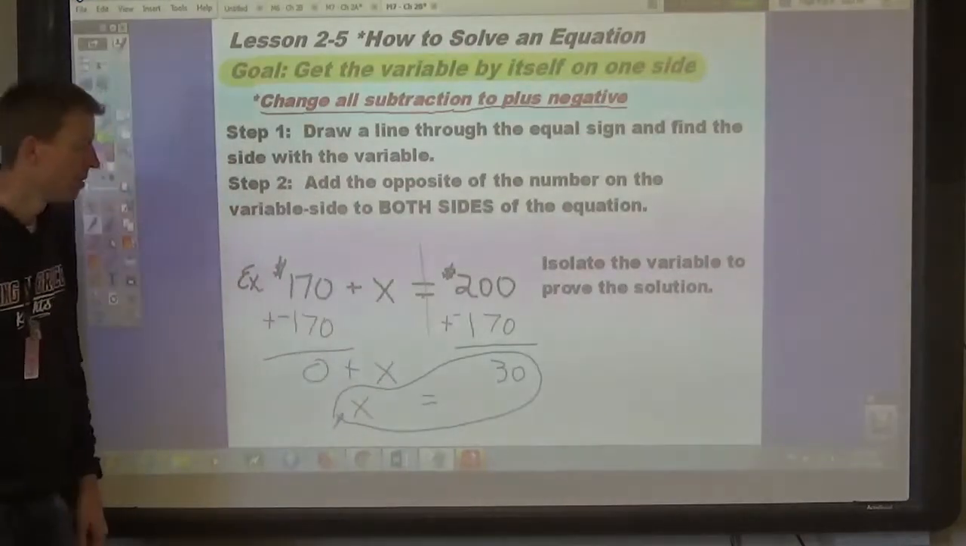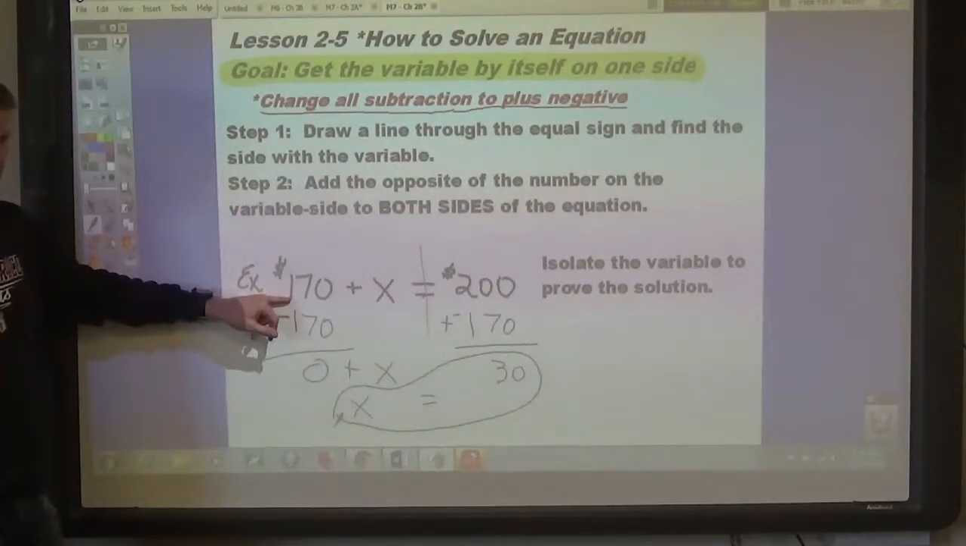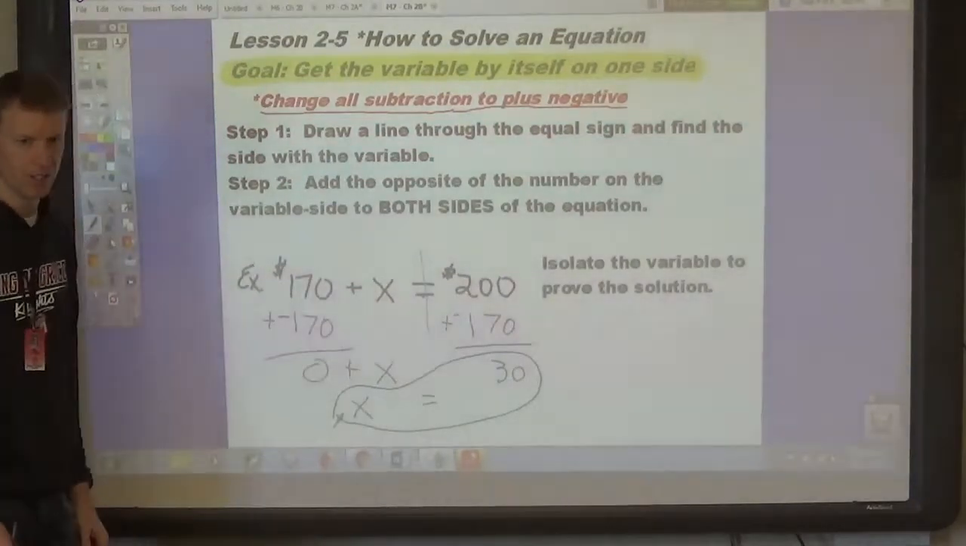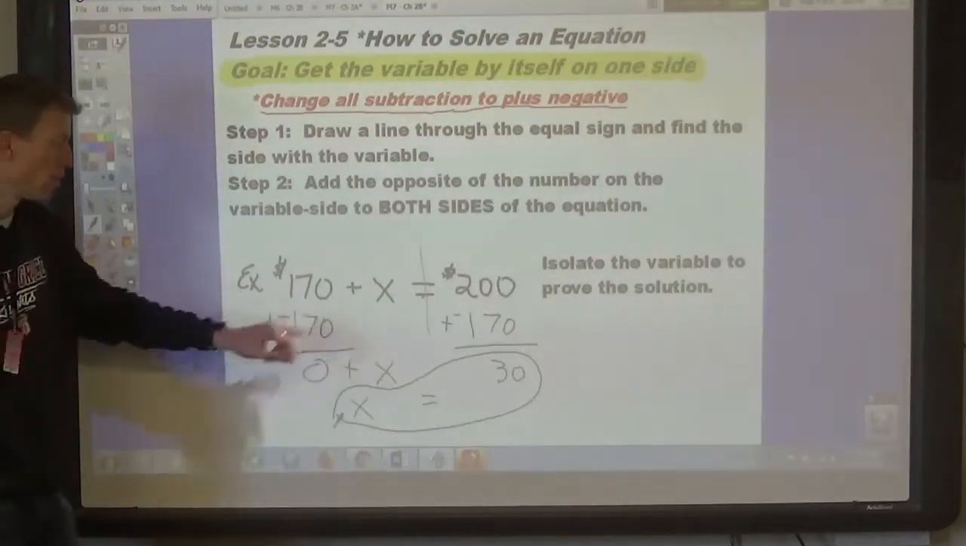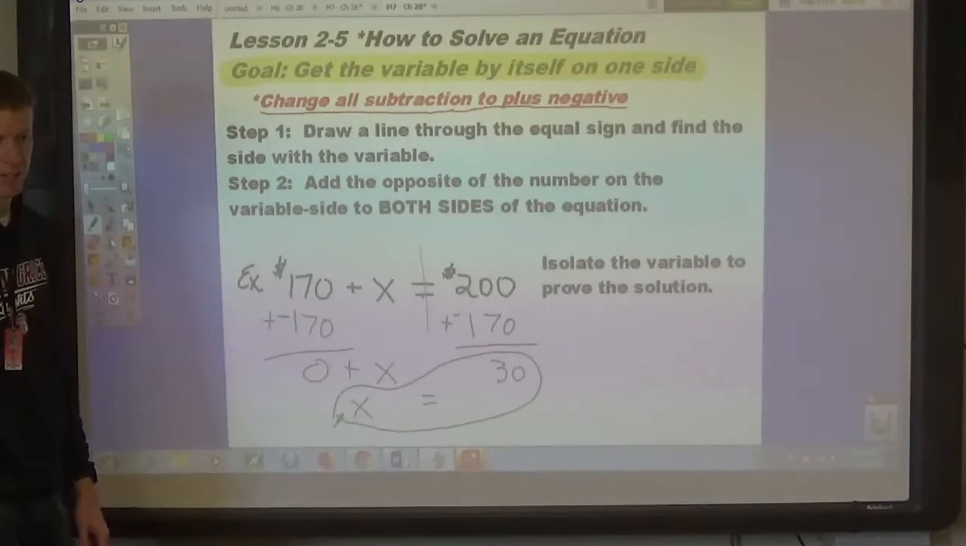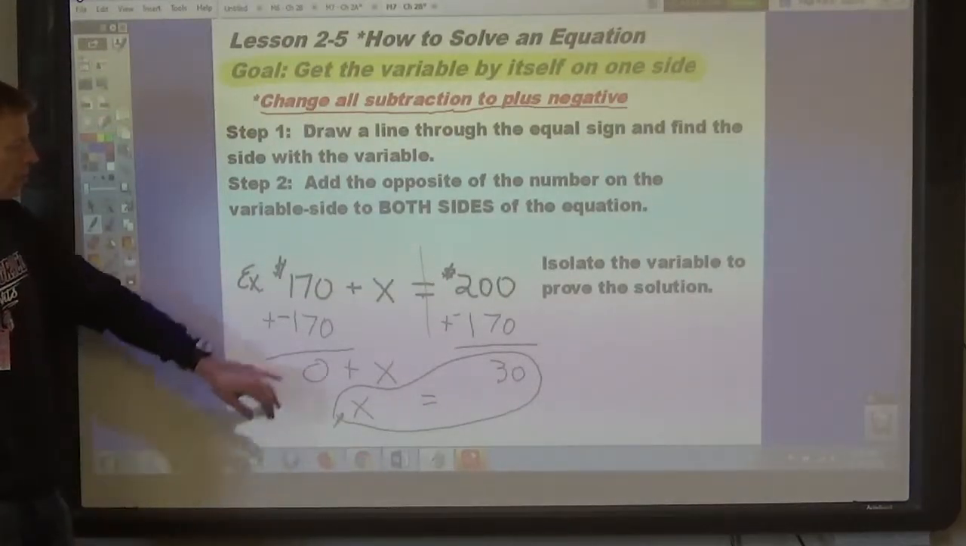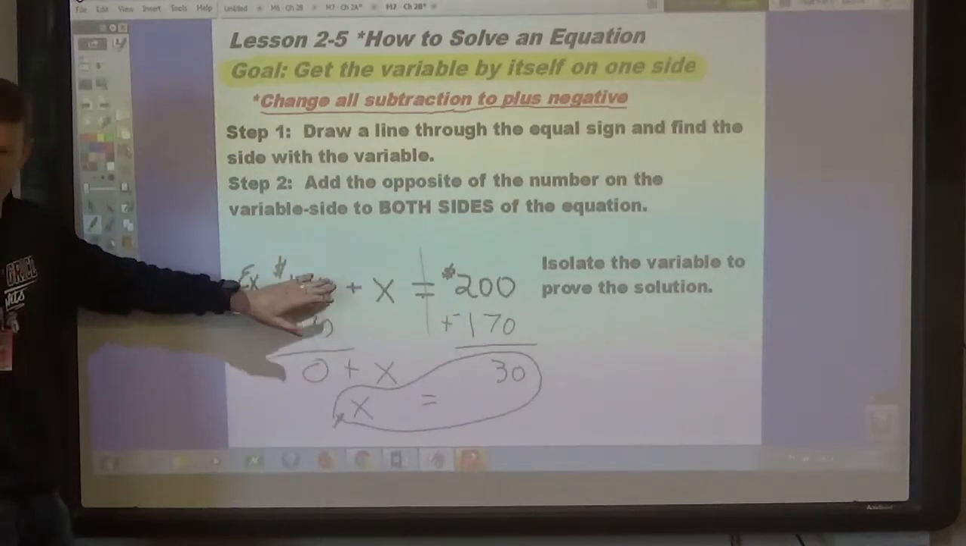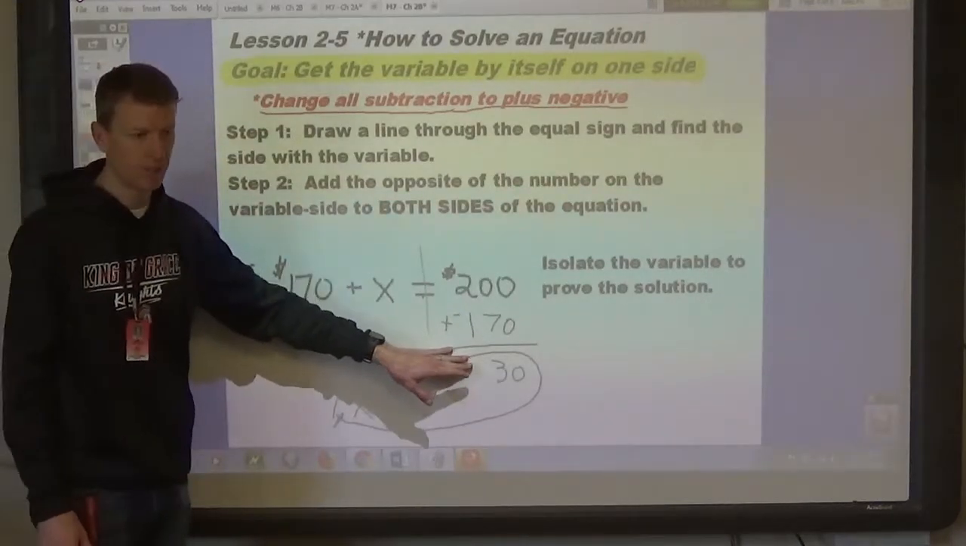Okay? You probably were able to look at this equation and say, well, x equals 30 because 30 plus 170 is 200. Okay? But what you're learning how to do is showing it in a logical sequence, following the rules of algebra. Okay?